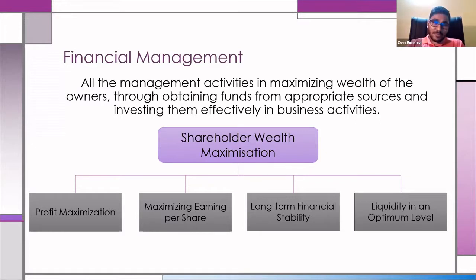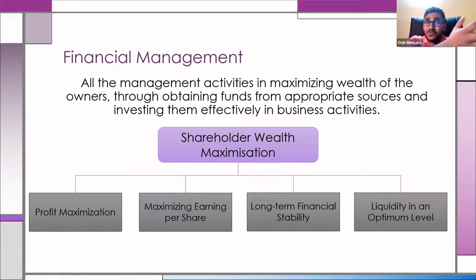So financial management is all the management activities in terms of maximizing the wealth of the owners through obtaining funds from different sources and investing those funds in different opportunities effectively to get a better gain out of it. So the ultimate objective of financial management in companies is shareholder wealth maximization. You need to increase the wealth of the owners by managing the finance properly.